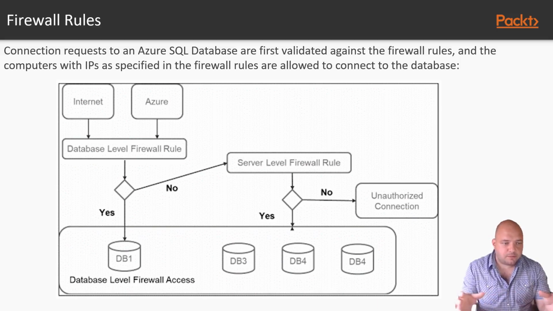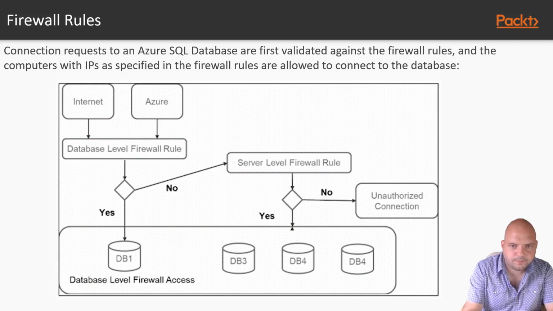So people coming from the internet, database level firewall rules are checked. If they pass the database level, then they're allowed to connect to a specific database. If not, server level firewall rules are checked. And if they've got a valid firewall rule for their IP addresses, they're allowed to connect to the server. Otherwise, they're in an unauthorized connection.